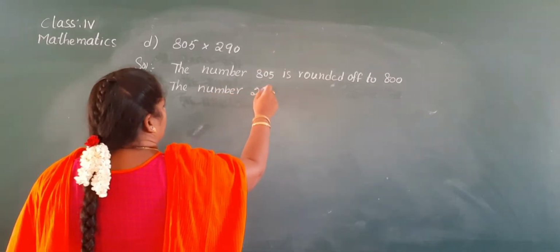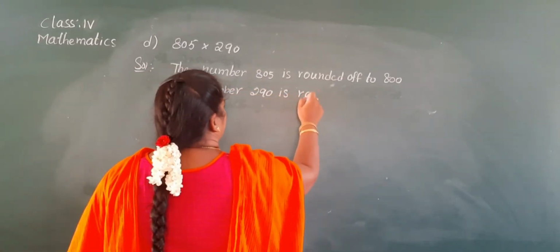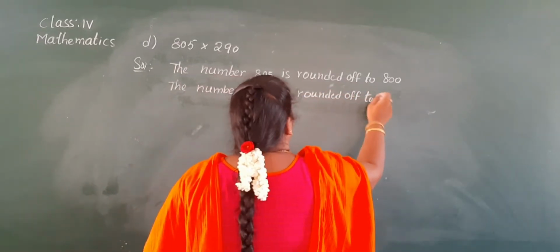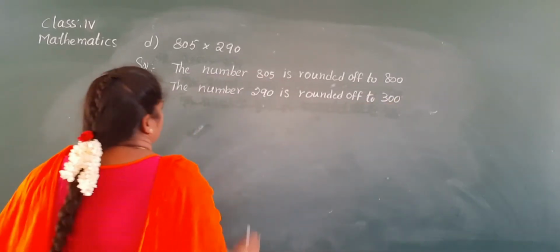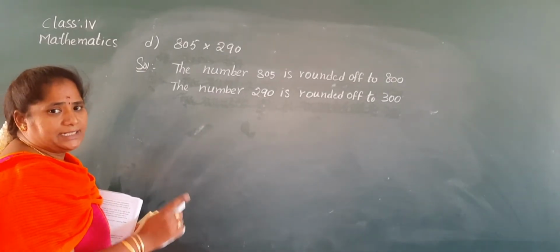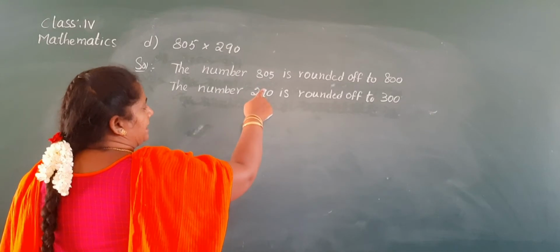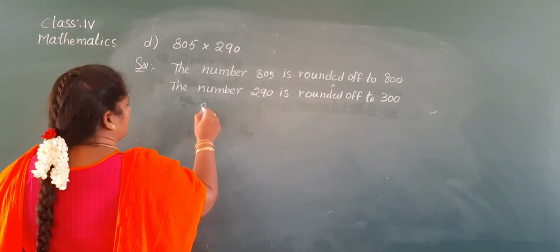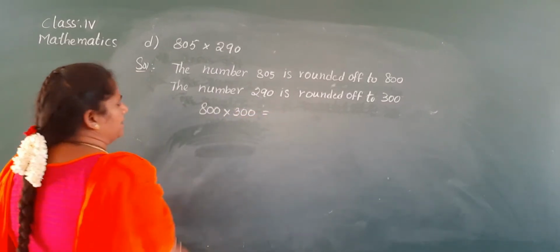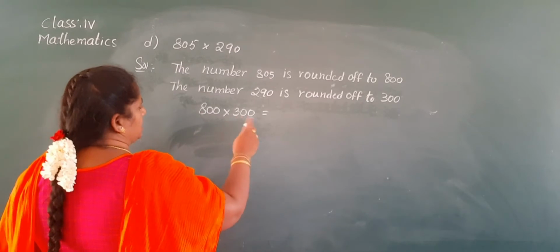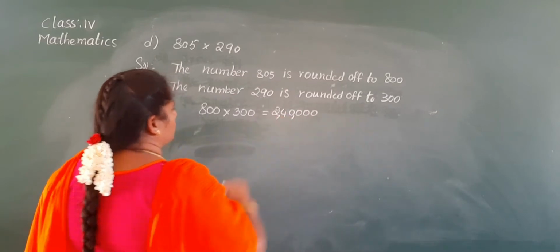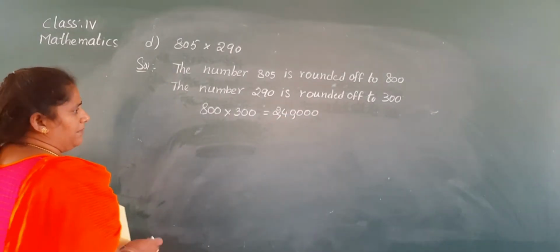And the number 290 is rounded off to 300. Why, Nana? Yes, the digit in the tens place, 9. 9 is greater than 5. So that you add 1 to the hundreds place and keep zeros in tens and ones places. Now you multiply 800 into 300. So multiply the numbers first, Nana. 8 3s are 24 and we'll keep the 4 zeros. So it's 2,40,000. Okay, ma?